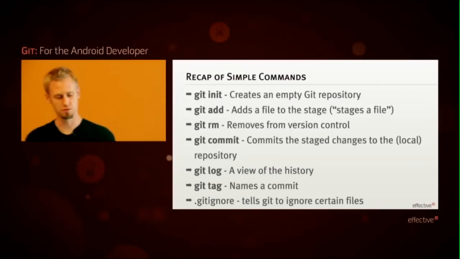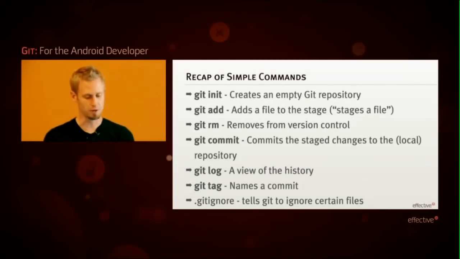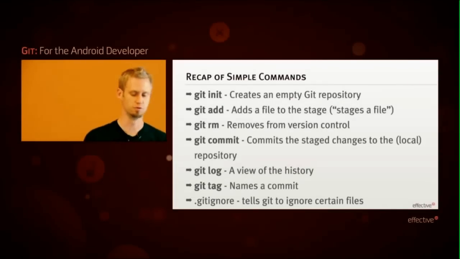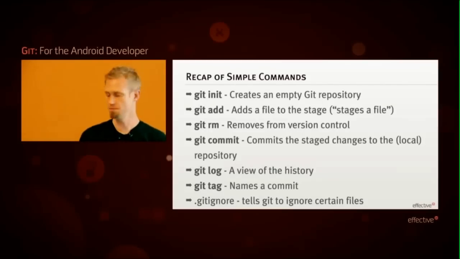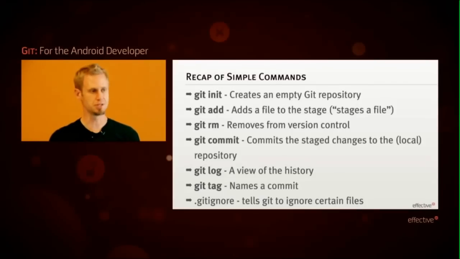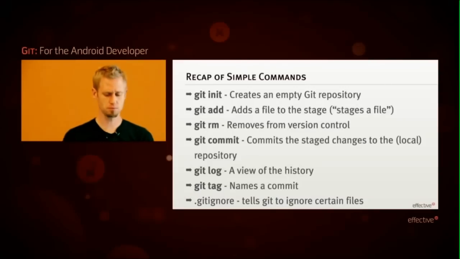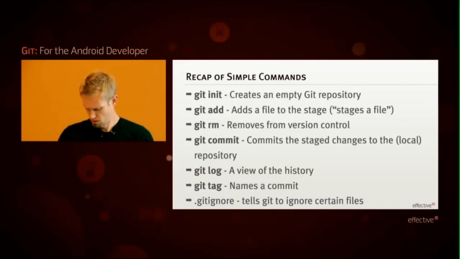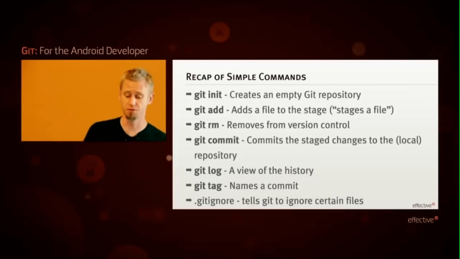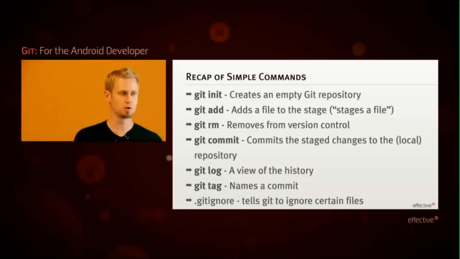Okay, so simple commands that we've seen so far. Init will create a repository, add will add files, conversely remove, or rm, will remove files from version control. Commit will take changes that are in the index and make a commit object of those to the local repository. Log will give you a view into that history that you've created with commits, and tag will let you name a commit, something a little more interesting than those really long characters. And git ignore tells Git to ignore certain files. So that's really the fundamentals that you'll need to use every day if you're working with Git.